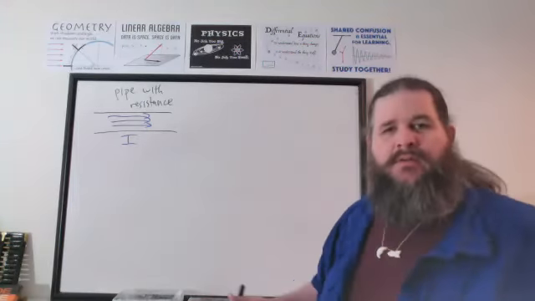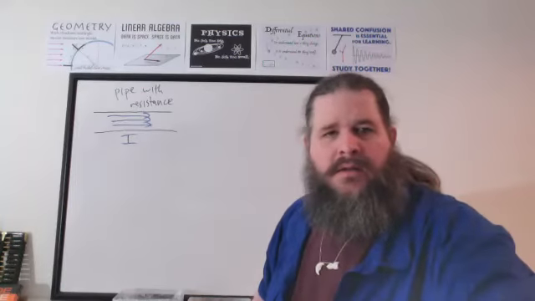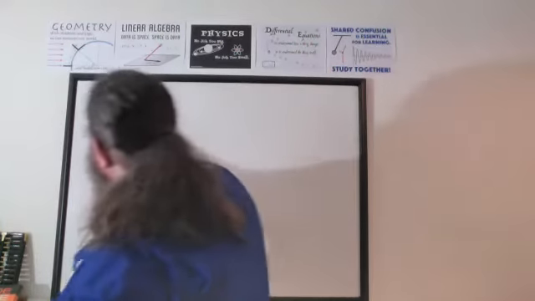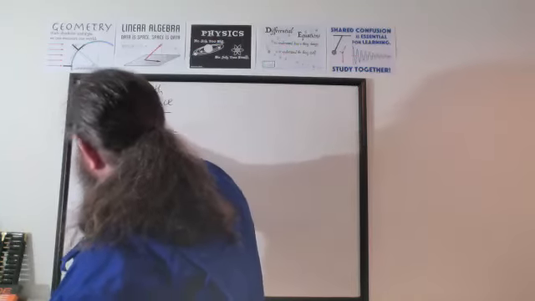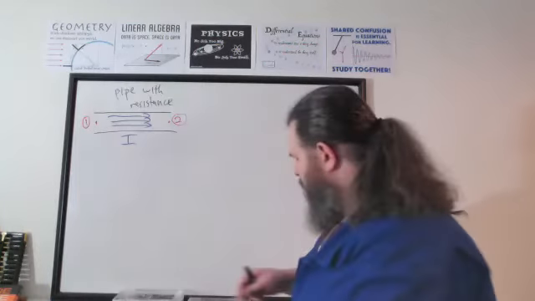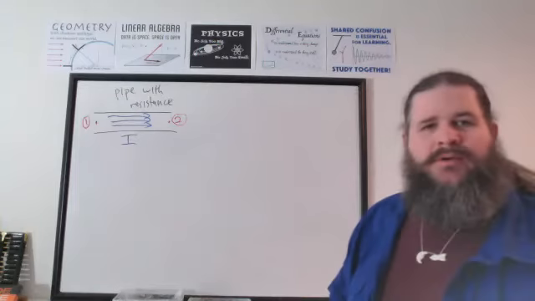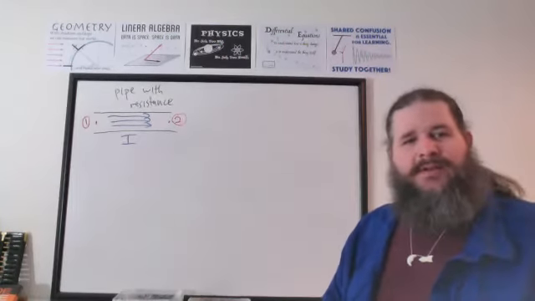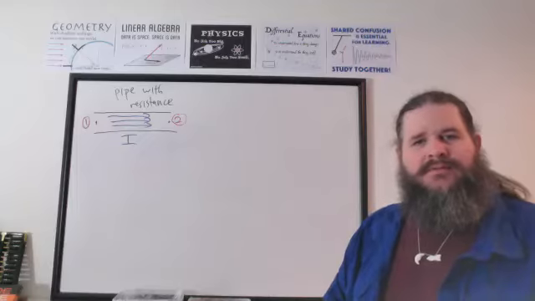If we write out a Bernoulli equation to compare the 2 points on opposite sides of this pipe, location 1 and location 2, if we were to write out the entire Bernoulli equation, what are the only terms we actually need to include? The only terms that can't be ignored.